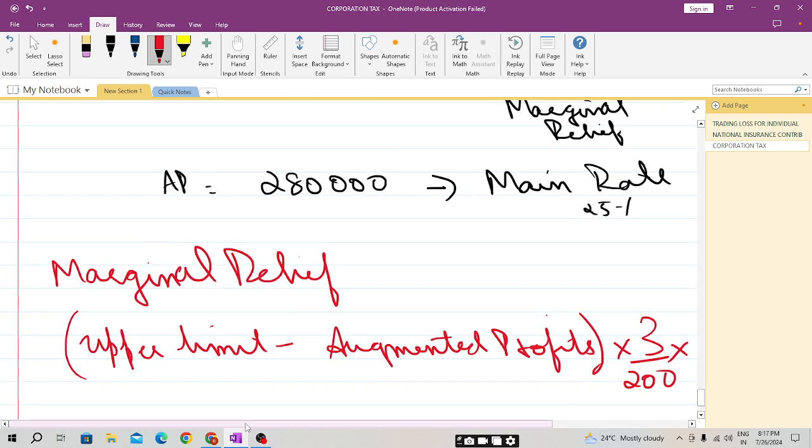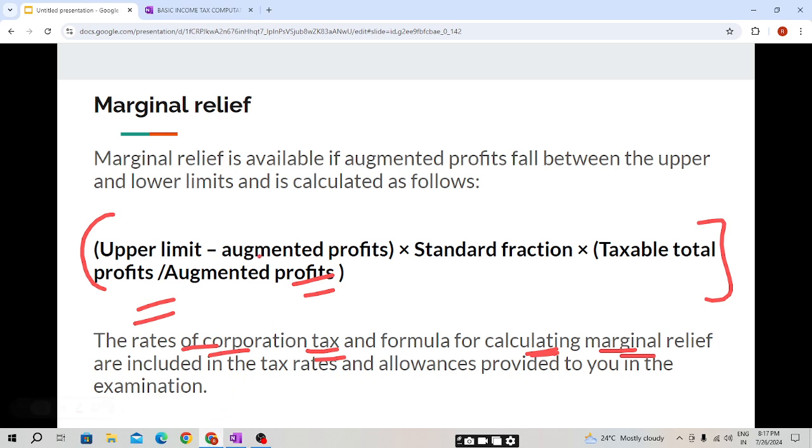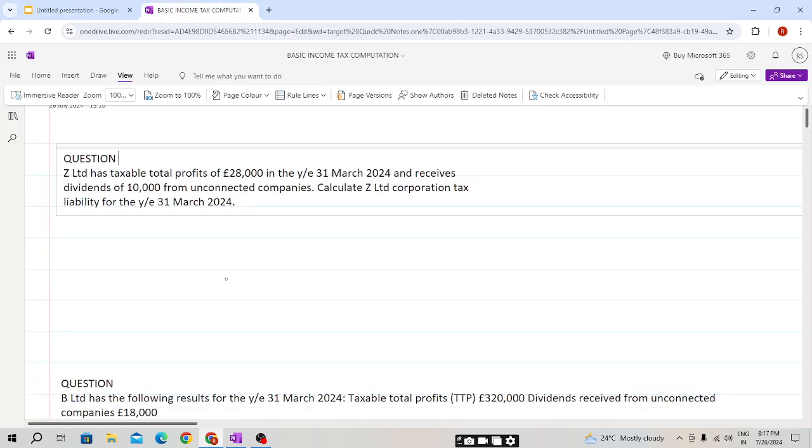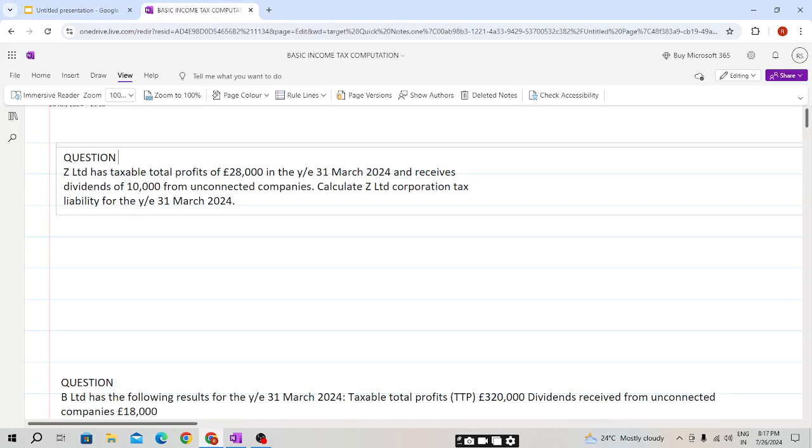Now students, we will be solving questions so that we have better understanding. Till now we have done till here. Z has taxable total profit of 28,000 in the year ended 31st March 2024 and receives dividend of 10,000 from non-connected companies. Calculate Z's corporation tax liability for the year ended 31st March 2024.